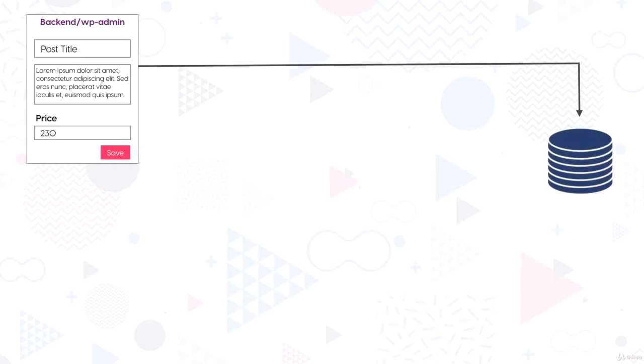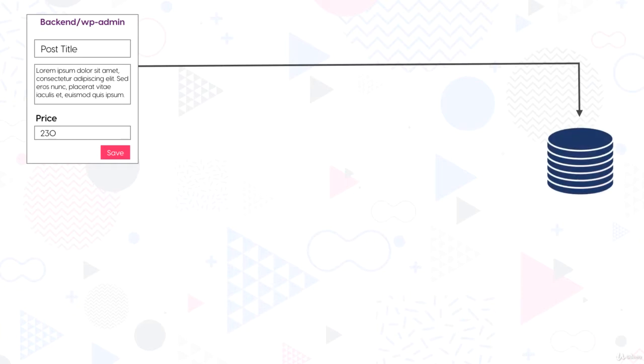So imagine this is the post creation page in the WP admin. We have our post title and the post content, and also imagine we have a custom field called price. Don't worry, we will talk about custom fields later in the course. But briefly, custom fields are just extra fields that we add to our post in order to add more information in our post. So whenever we click save, our data will go into the database.